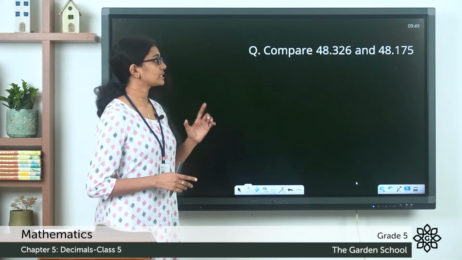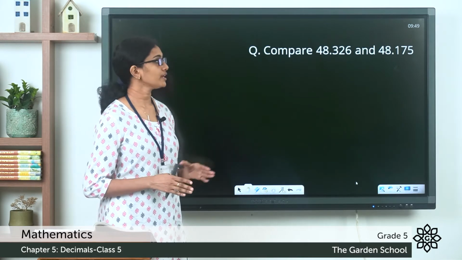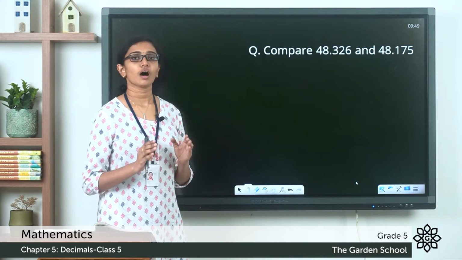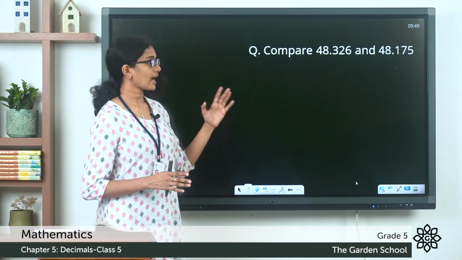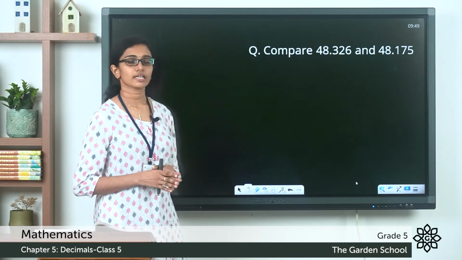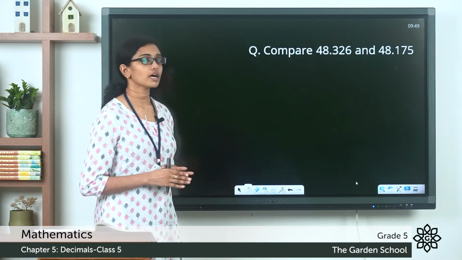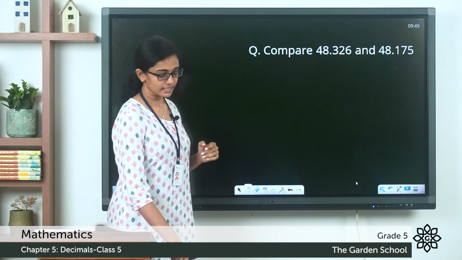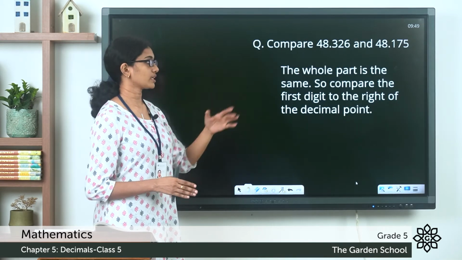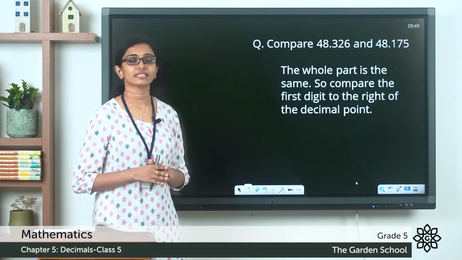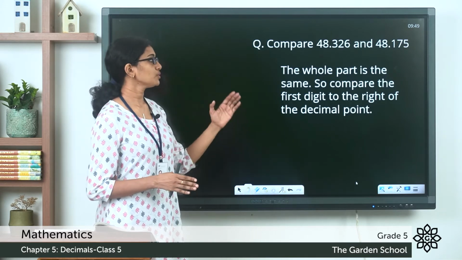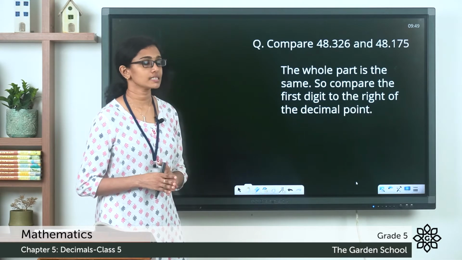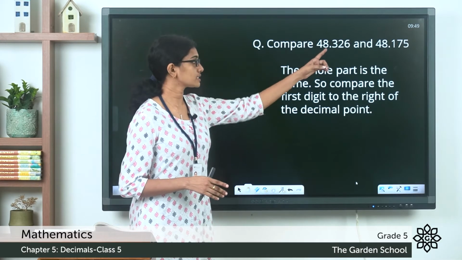Now let's look at one more question. Compare 48.326 and 48.175. Now these numbers also are like decimals. Both have the same number of digits after the decimal point. Now look at the whole parts. The whole part in the first number and the second number is the same. It is 48. So since the whole part is the same, how do we compare? We have to compare the first digit to the right of the decimal point.